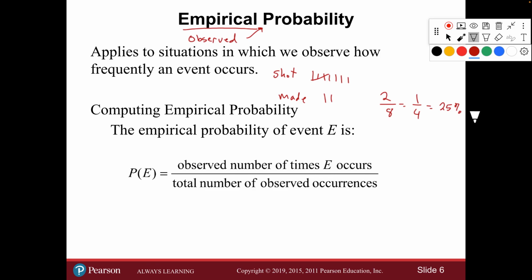But that's what an observed probability is. Here, the observed number of times that the event occurs: they made the basket 2 times. Total number observed, they shot 8 times. So here we are, 25%. And again, we report probabilities either as a fraction, as a percentage, or as a decimal, depending upon what the question's asking for. Personally, I'll just let you know I like percentages. It's easier for me to work with.